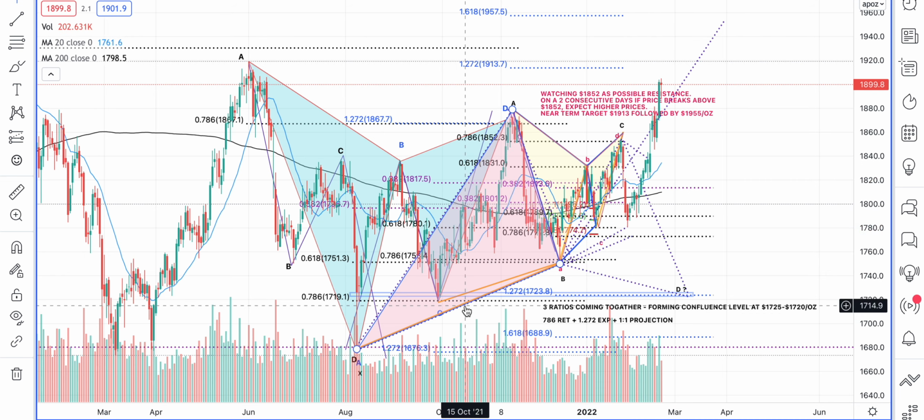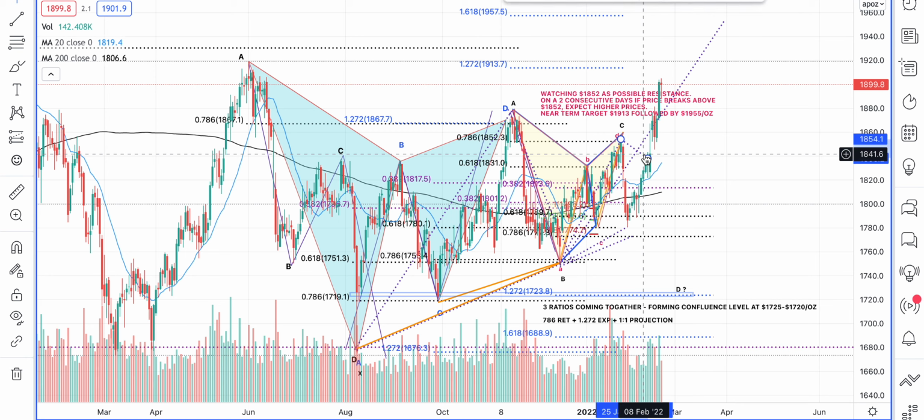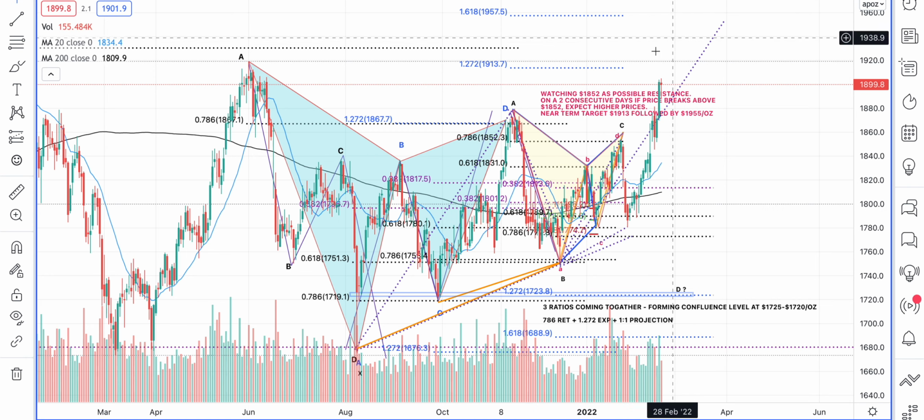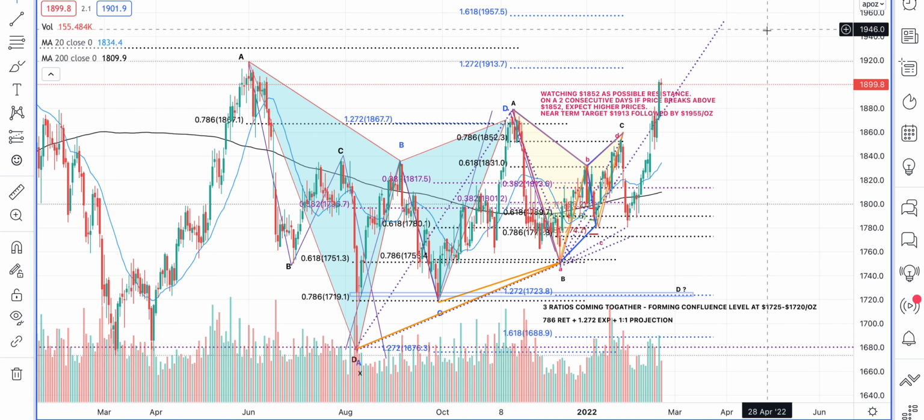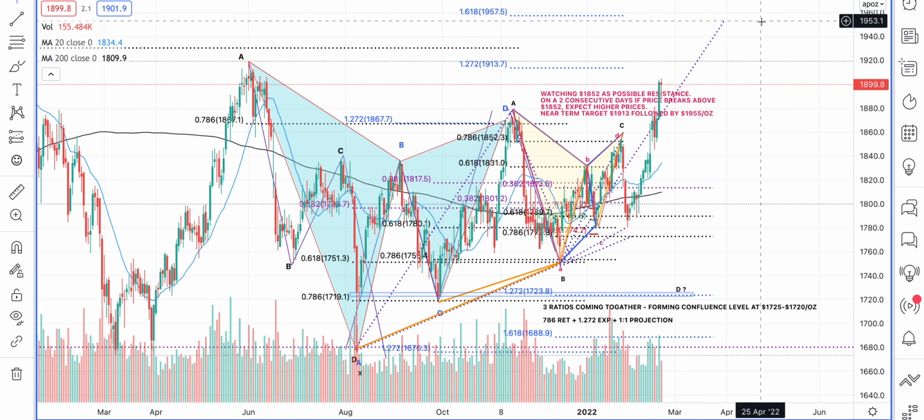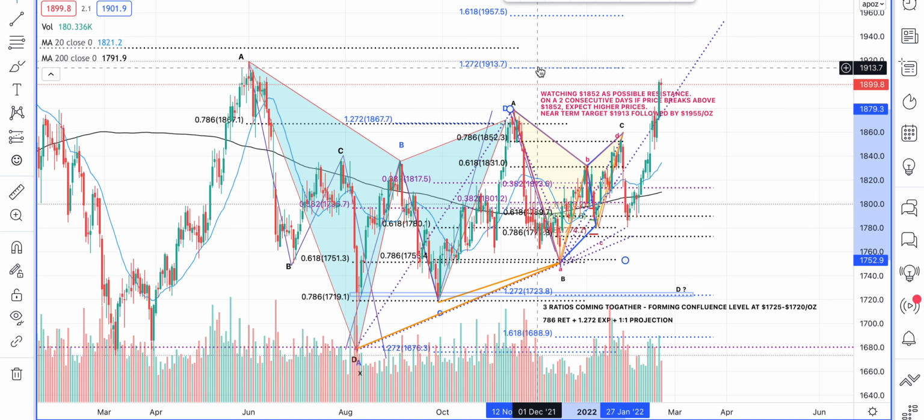So this one gone, this one gone. So that pattern is negated, and well, we have this larger ABCD, which is going to take us to around 1952 level. And then what we also have is the 1.272 expansion of this AB leg here, this one.